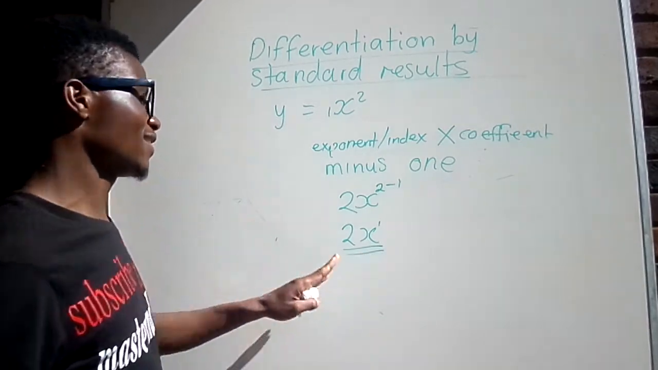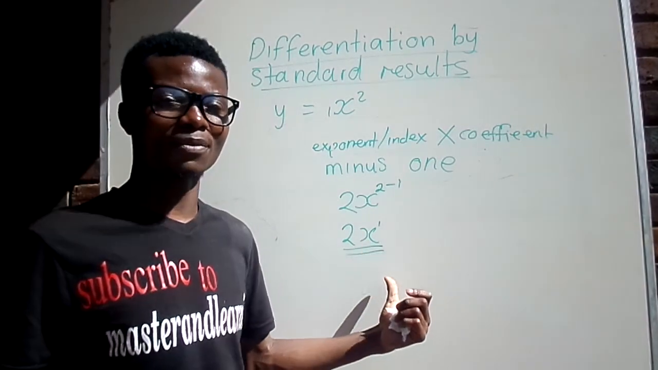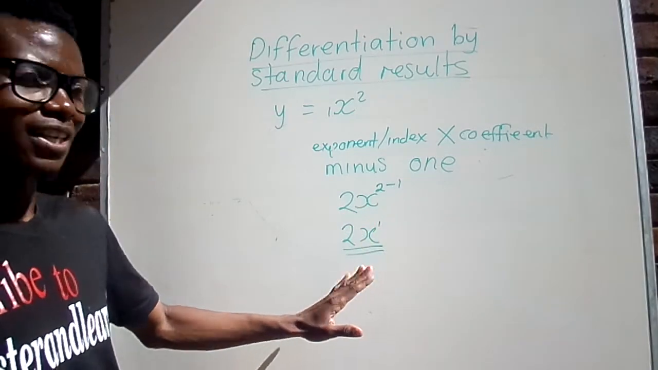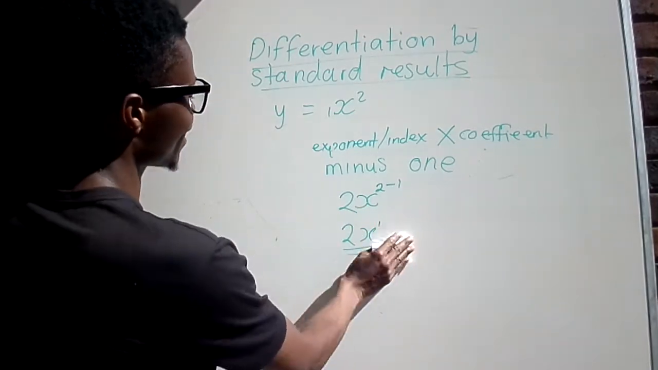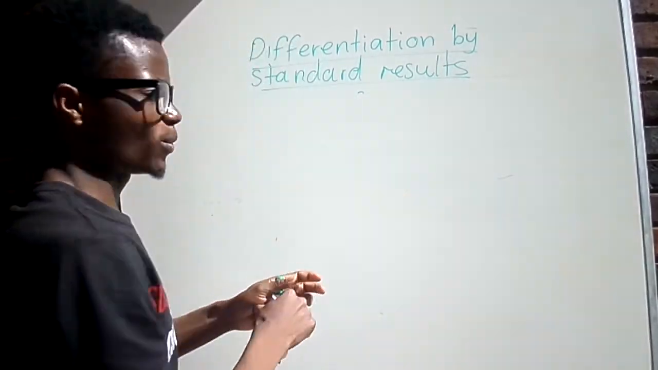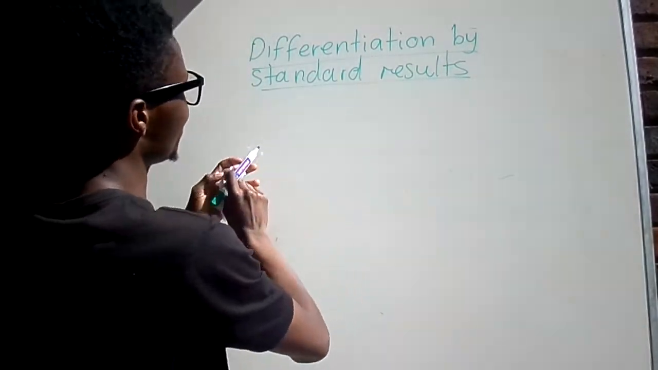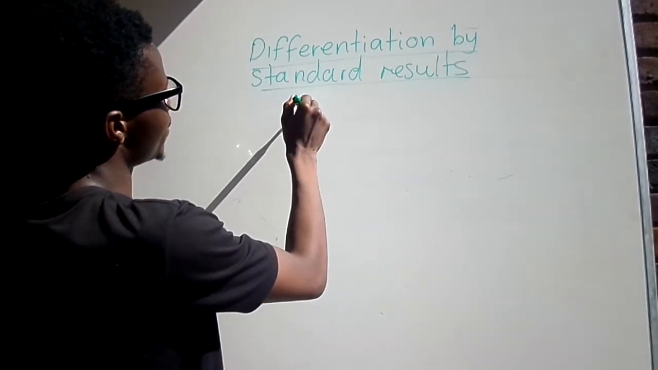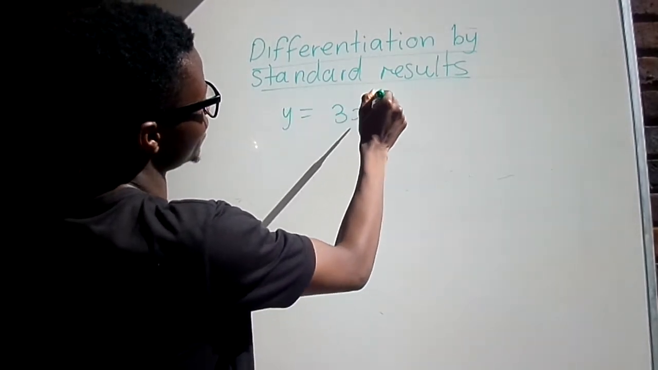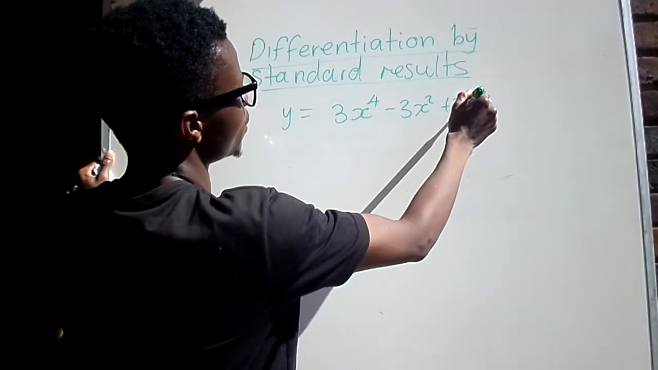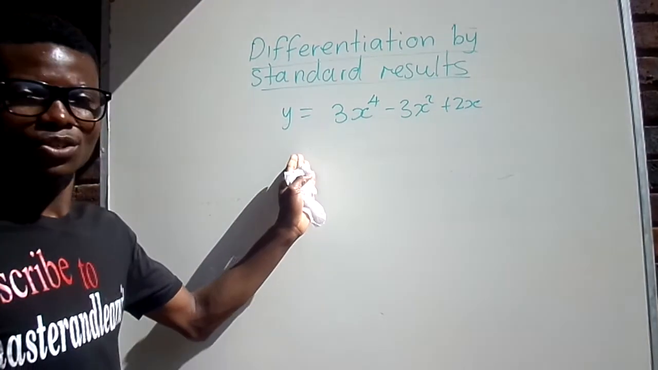Do you realize that this is the 2x that we found from differentiation from the first principle? So this is straightforward. So let us just try to look for another example. Suppose you are given a situation that says y is equal to 3x to the power of 4 minus 3x squared plus 2x. Then you're asked to differentiate this.